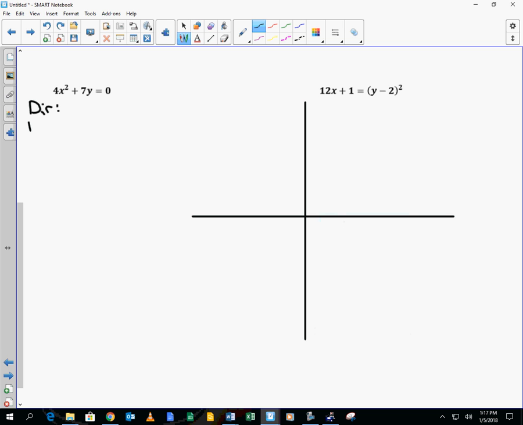Direction, vertex, axis of symmetry, focus, directrix, and length of latus rectum, and then obviously our graph. Is this going to be horizontal or vertical? What do you think? Vertical. Why, Natalie? There's an x squared, so I should solve for x equals or y equals? Y equals. So I have 7y is equal to -4x squared.